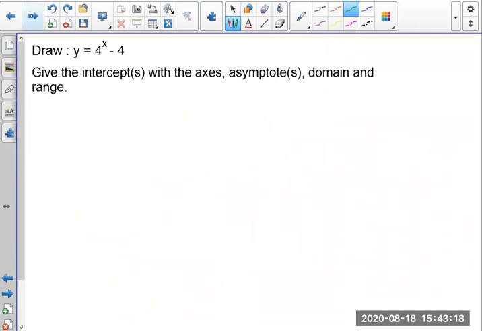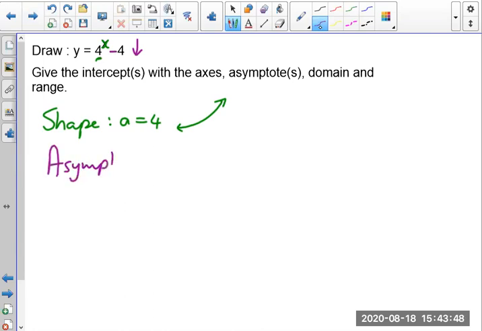Okay, now let's do an example. Draw y equals 4 to the x minus 4. Now the shape, because a is 4, it's bigger than 1, so it will be an increasing exponential graph. Exponential because the x is in the exponent. Can you see that minus 4 tells me that the graph moved down with 4 units, so the asymptote will be y equals negative 4.